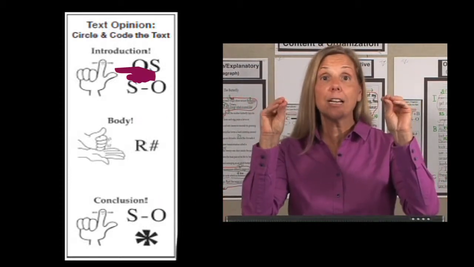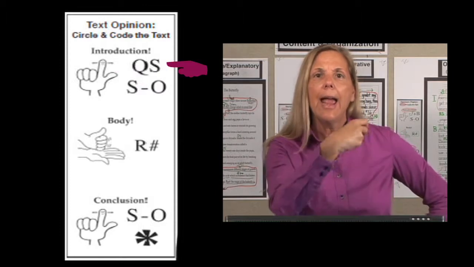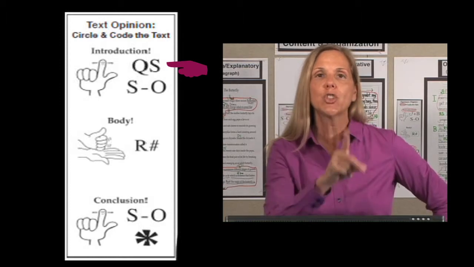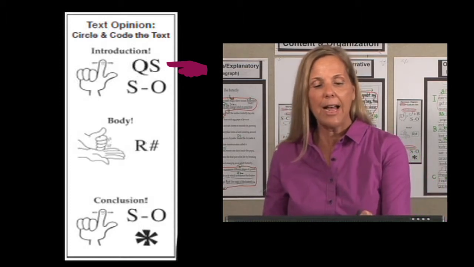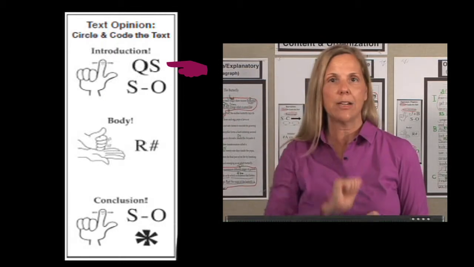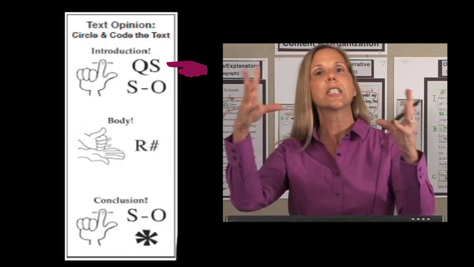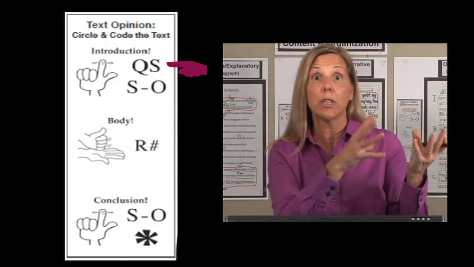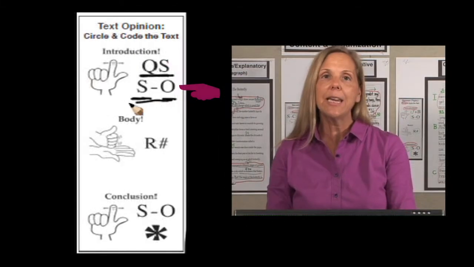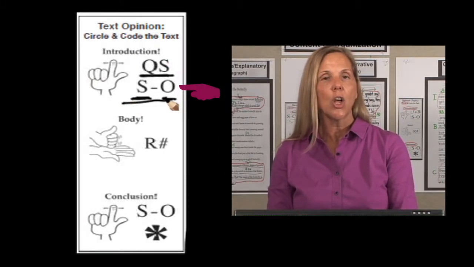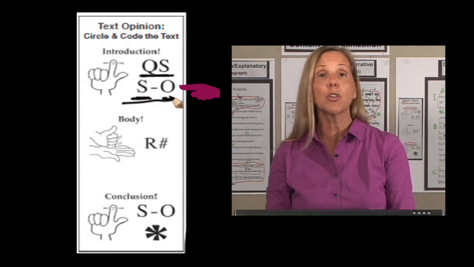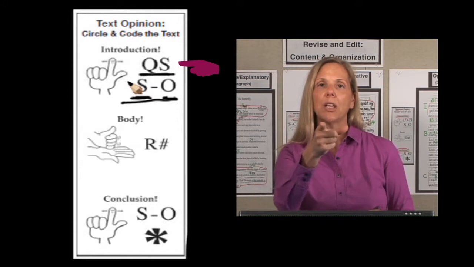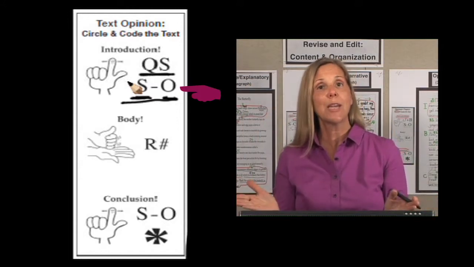In the introduction, we need to be polite. Have a quick summary of the story. If it's stage 5, our quick summary is just the author and the title. Stage 6 is an expanded quick summary: author, title, character, and the basic gist, the basic plot of the story. This is our opinion statement. S is subject, O is opinion. So we need to identify our subject and our opinion in that statement. So we have our introduction: quick summary, be polite, introduce your opinion.